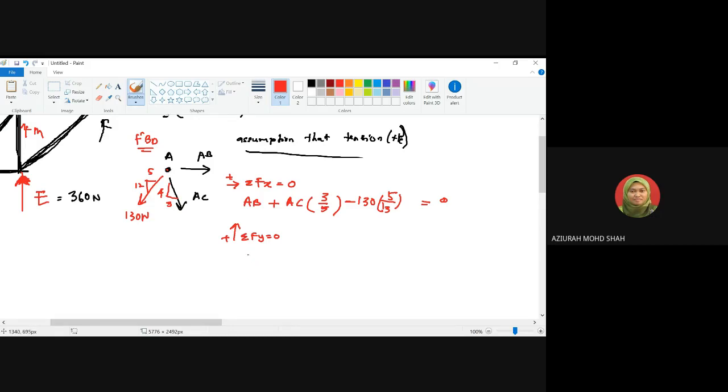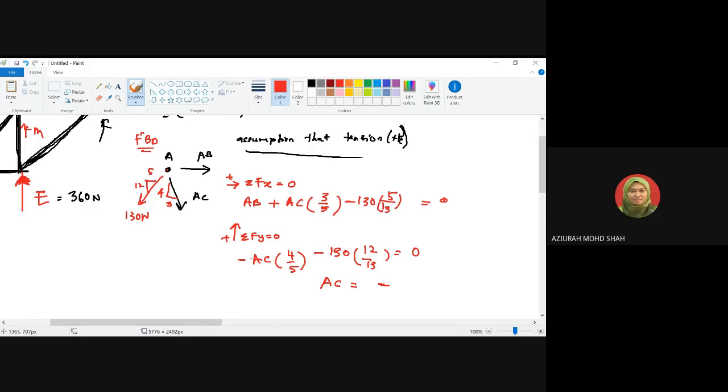Okay. So this one should be negative AC, okay, 4/5, right, then minus, so we know that AC ni sepatutnya compress, dia sepatutnya ACY dia ke atas, okay, tak apa. So AC 4/5, yang ini adalah tolak 130, 12/13 equal to 0. So you find AC first. AC dapat negatif. So saya tahulah dia sepatutnya terbalik lah.